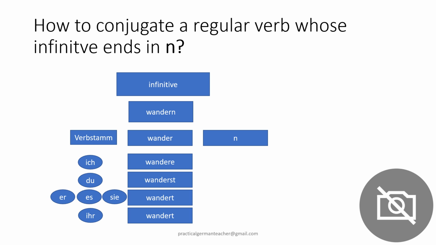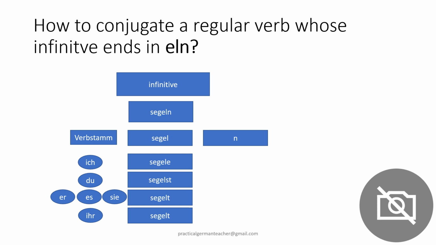Now, when the subject of the sentence is ich, you add the letter e at the end of the Verbstamm to conjugate it. For du, you add st. For er, sie, es, you add t. For ihr, you add t. For other pronouns, you keep the verb in its infinitive form.